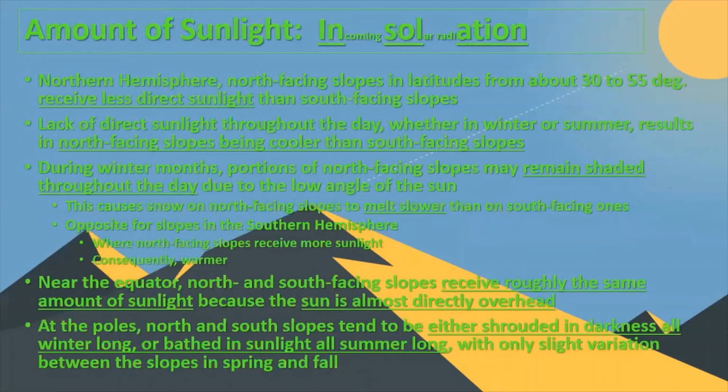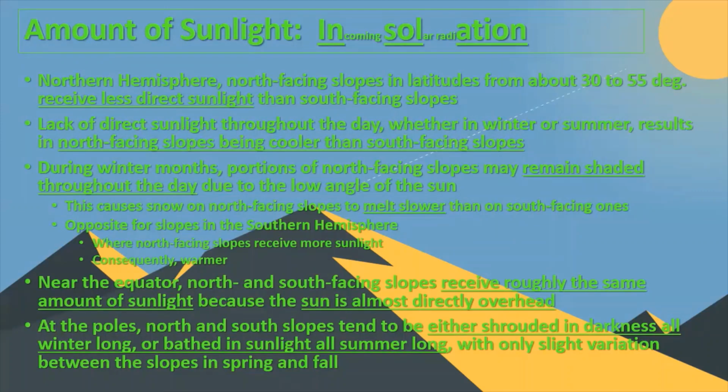The amount of sunlight and insolation, let's talk about that on the slopes. In the northern hemisphere, north-facing slopes, in latitudes about where we live, between 30 to 55 degrees, receive less direct sunlight than south-facing slopes. Some of this might be obvious to you, but I want to put it down so that it's crystal clear.